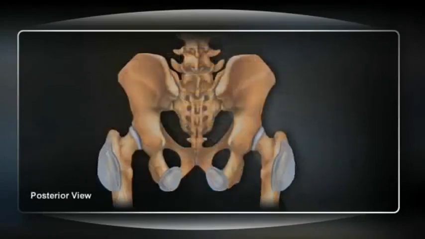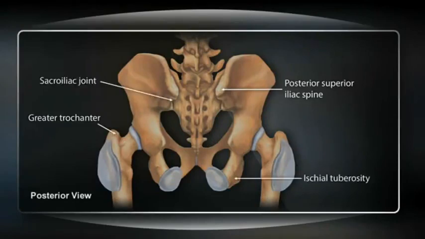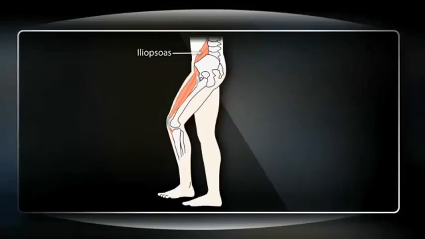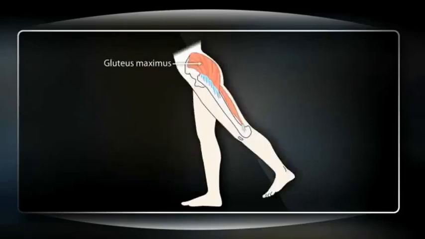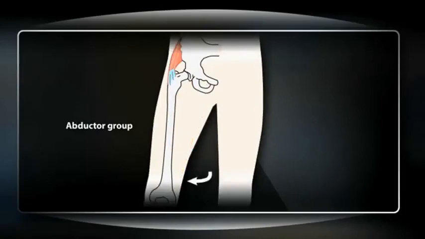On the posterior aspect of the hip, note the posterior superior iliac spine, the greater trochanter, the ischial tuberosity, and the sacroiliac joint. Four powerful muscle groups move the hips. The flexor group, which lies anteriorly and flexes the thigh, is primarily the iliopsoas. The extensor group is primarily the gluteus maximus. The adductor group swings the thigh toward the body, and the abductor group moves the thigh away from the body.